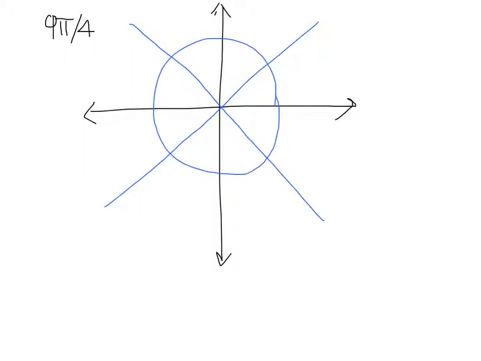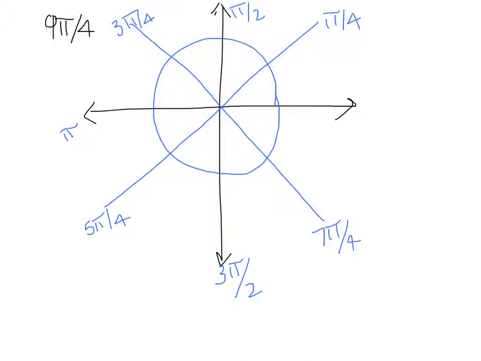And when we counted, this was 1 pi over 4, 2 pi over 4, 3 pi over 4, 4 pi over 4, 5 pi over 4, 6 pi over 4, which I'm going to reduce, 7 pi over 4, and then we'll have 2 pi.